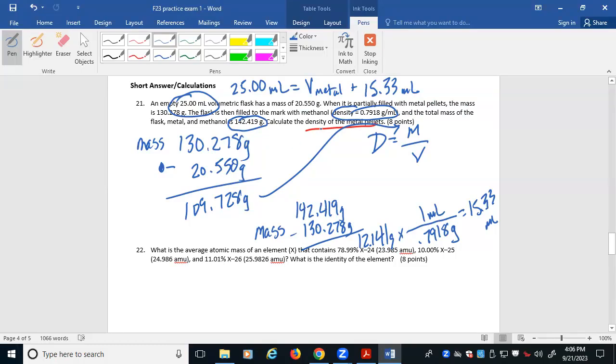which means that the volume of the metal would be the difference of these two, 9.67 milliliters. And so now I have a mass of metal and a volume of metal, dividing them by each other would give me the density. 11.3 grams per milliliter.